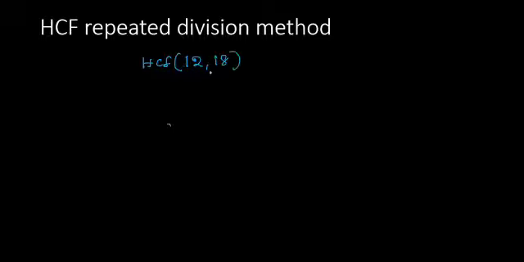Now, in this case, which is the biggest number? 18 is the biggest number. So, we go for 18. Divide this by 12, the smallest number. Now, this goes one time and the remainder is 6. Now, what we have to do is take this remainder as a divisor and the divisor as a dividend.